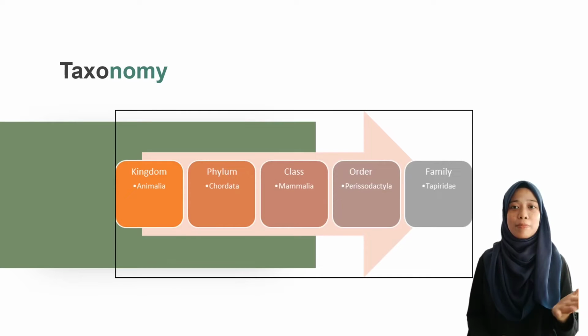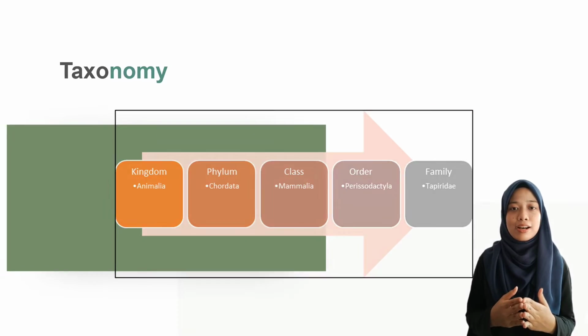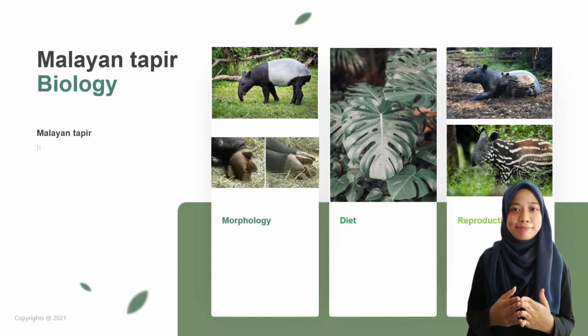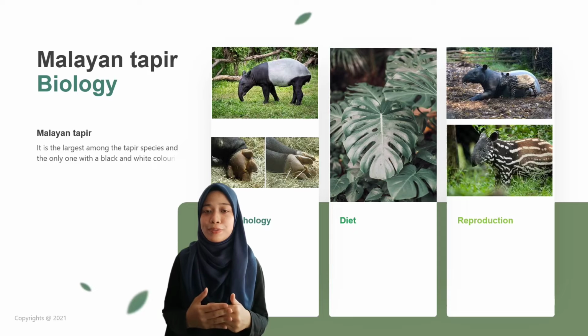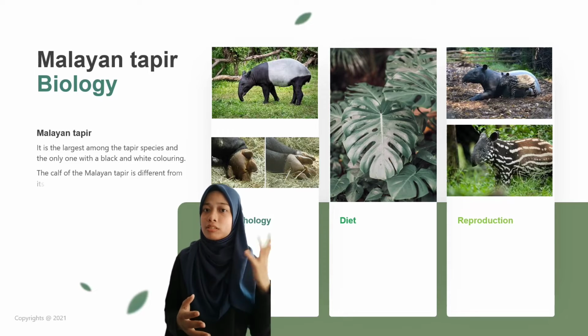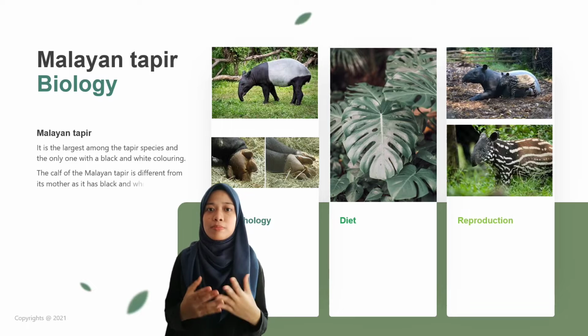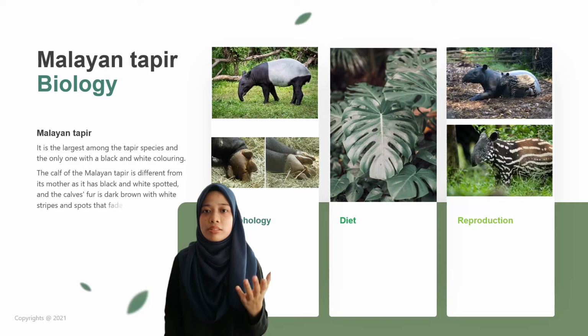Malayan tapir is from Tapiridae family and order Perissodactyla. It is from class Mammalia, phylum Chordata, and lastly kingdom Animalia. Malayan tapir is the largest among the tapir species and the only one with a black and white coloring. The calf of the Malayan tapir is different from its mother as it has black and white spots, and the calf's fur is dark brown with white stripes and spots that fade over time.